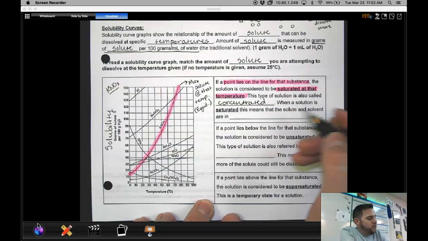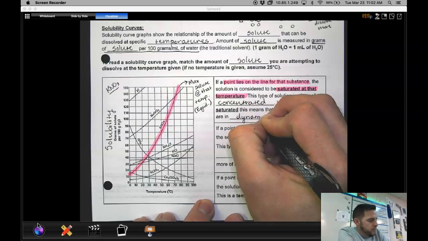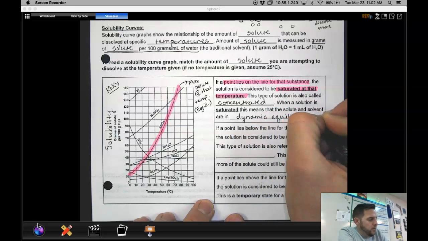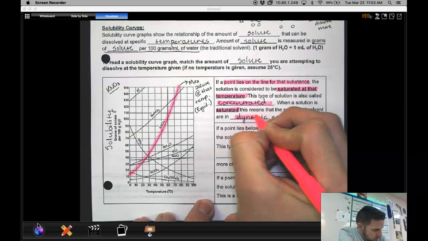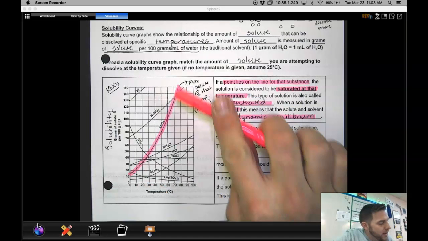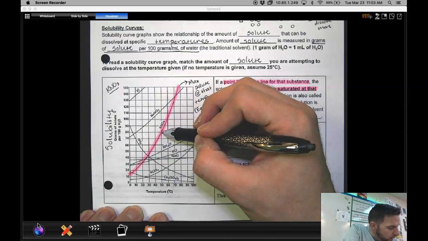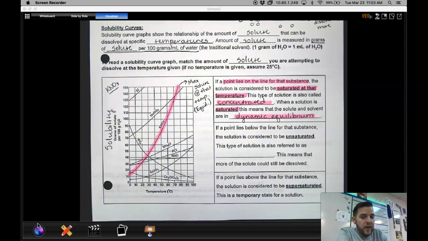And when a solution is saturated, this means that the solute and solvent are in what is called dynamic equilibrium. So on that line, if I said, okay, it is 50 degrees, how much KNO3 can I dissolve in 100 grams of water? I would go up and say, oh, I can dissolve 80 grams. If I try to put more, it's not going to dissolve. If I put less, it's going to dissolve and there will still be some more room.